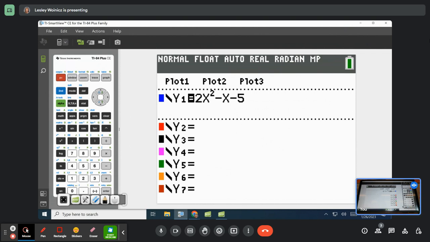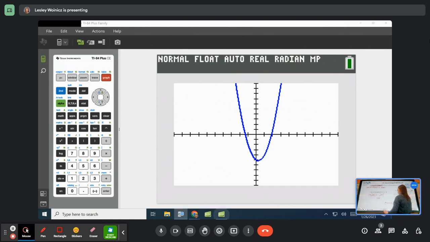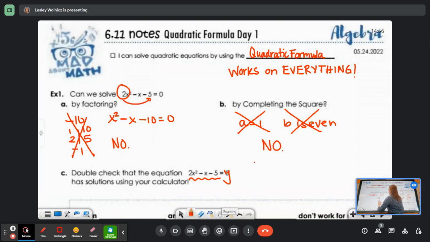Remember that this is always a way that you can check your solutions when you're solving, because you get a calculator on your test. 2 zeros. Okay, 2 real zeros because you get 2 x-intercepts. So we're going to draw a quick sketch. Two real solutions.